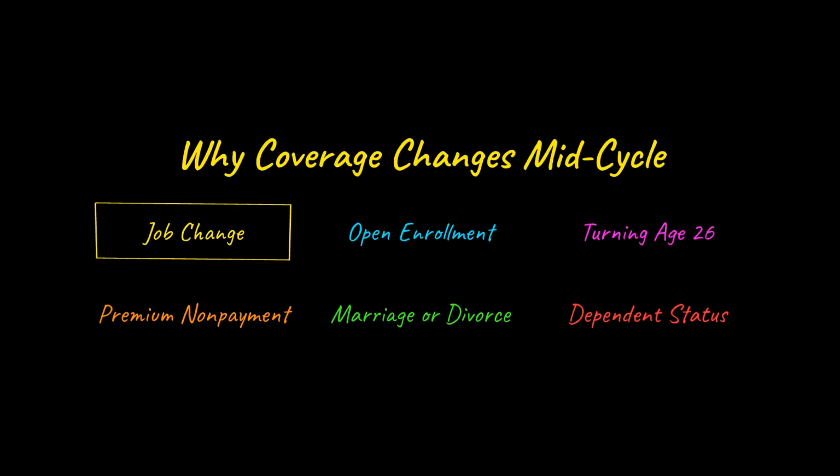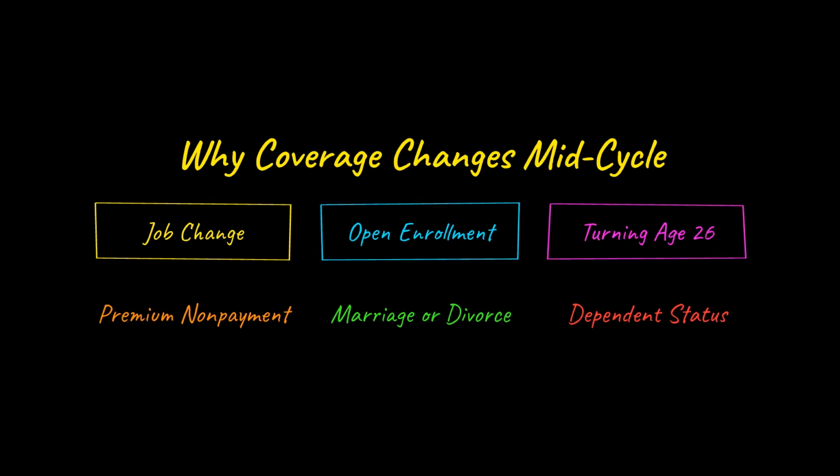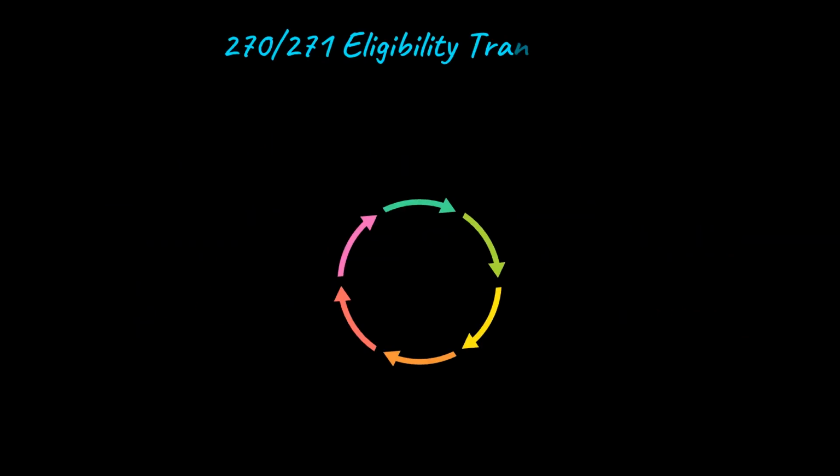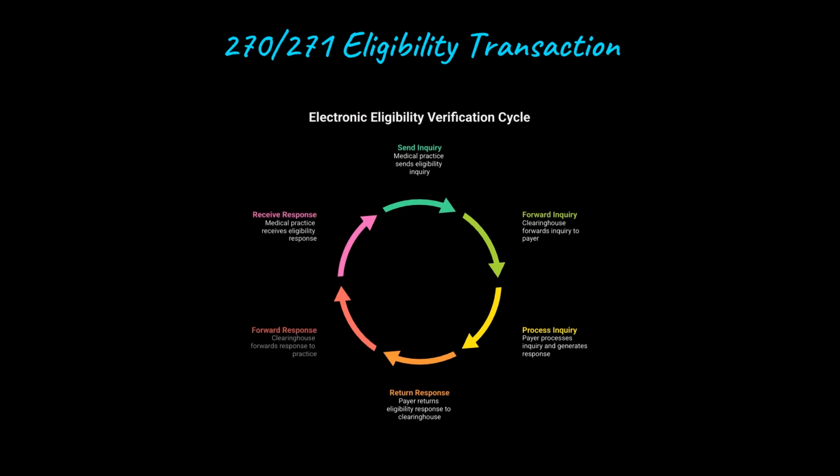Coverage changes happen for many reasons patients may not think to report. A job change, open enrollment shifts, aging off a parent's plan at 26, premium non-payment, or a life event like marriage or divorce. A patient who scheduled 6 weeks ago may be on an entirely different plan by the day of service. The mechanism behind verification is the electronic eligibility transaction.